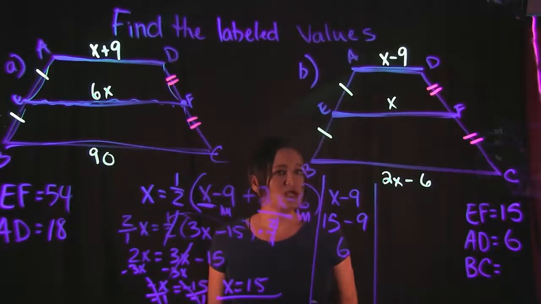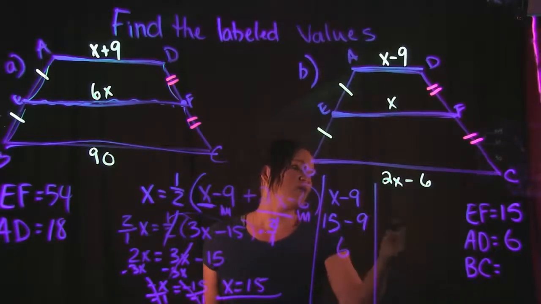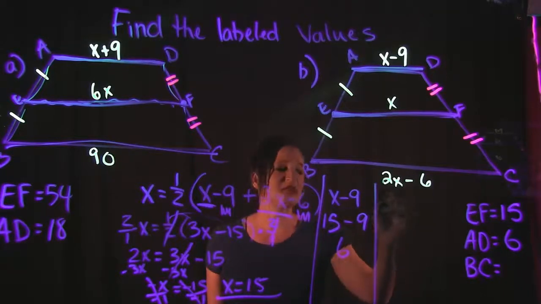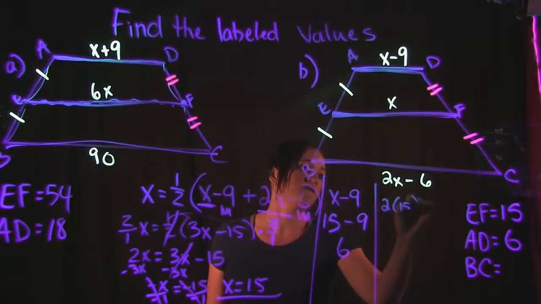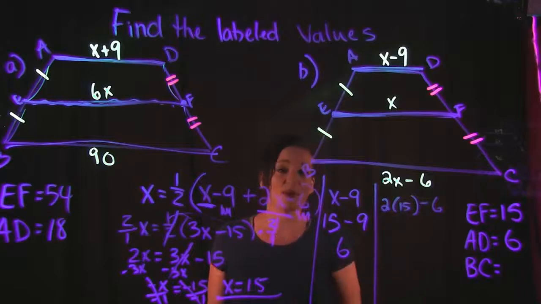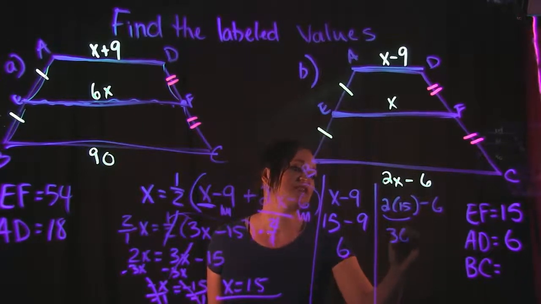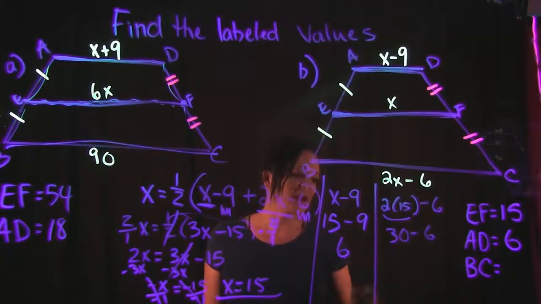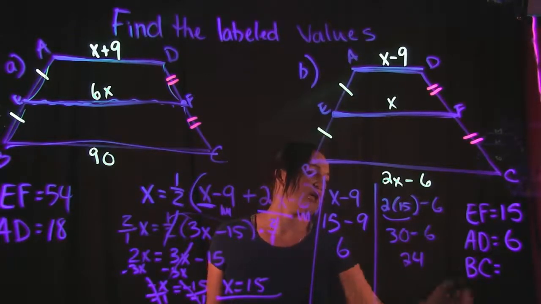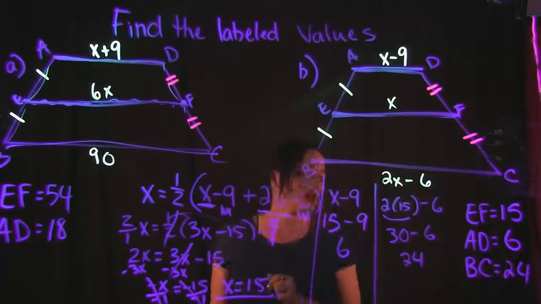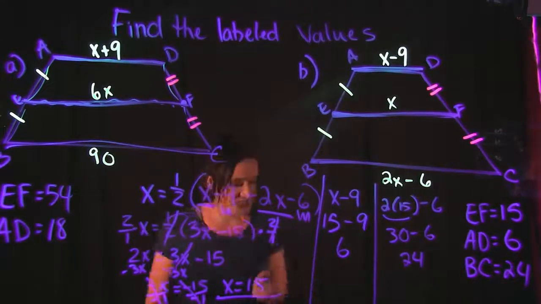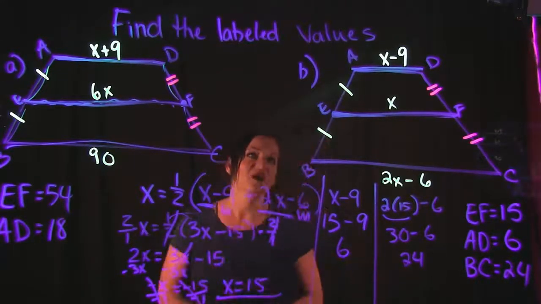And last substitution here, we need to find BC. Now BC is equal to 2x minus 6. Let's plug in the 15 for x and see what we get. Multiply before you subtract. 2 times 15 is 30. And 30 minus 6 is equal to 24. So that means that BC is equal to 24.